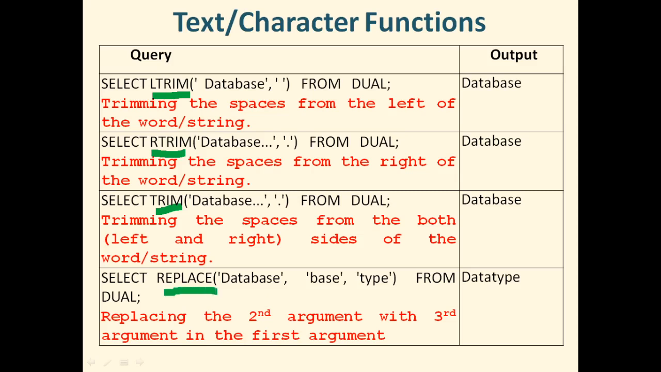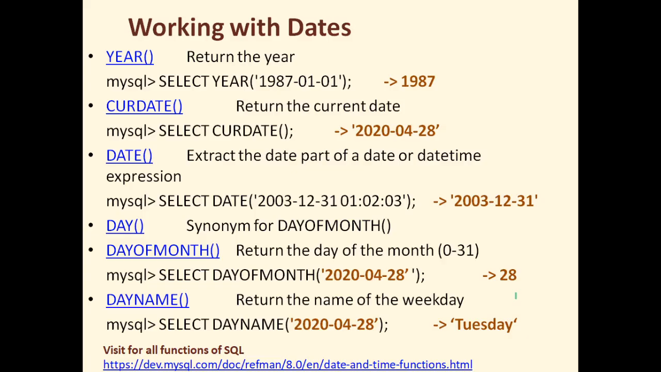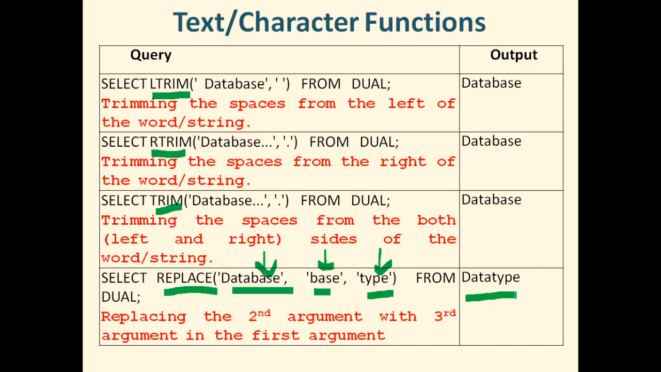Then I am going to talk about the last function, replace, though not given in your curriculum. Still, the replace function helps you to replace the word given as an argument with another word given in the third argument. So here in this word database, the base is to be replaced with type. So what will be the output? The database will be converted to data type. These are about the string functions, and let us now further learn the date and time functions.